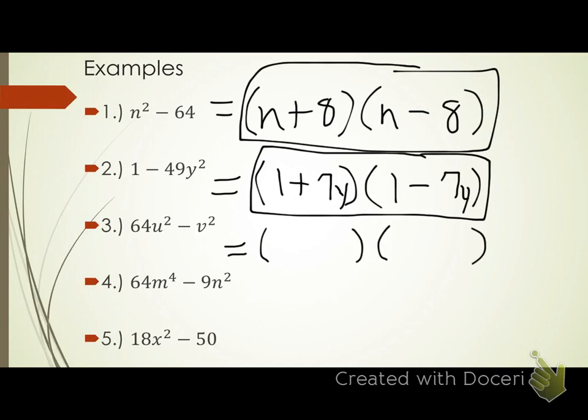Just going to tell you, all these are difference of squares. They are all subtraction problems, and I can take the square root of each of my terms, until we get to number 5, but we'll talk about that when we get there. Okay, number 3. What's the square root of 64u squared? 8u. We're on 3, I'm sorry. It does kind of look like we're on number 4.